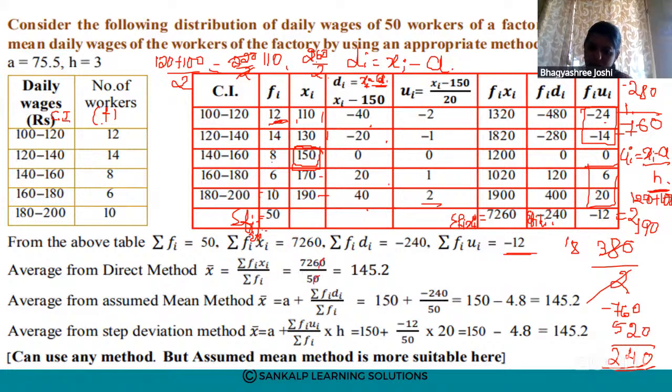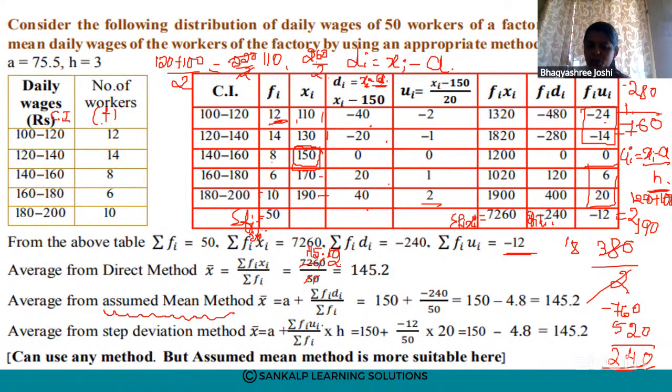So, 5 ones are 5, 5 4s are 20. Next 2 will remain. 5 5s are 25. 1 remains, that is 10. So, 5 2s are 10. That is 145.2. Average from assumed mean method. Okay, assumed mean method.